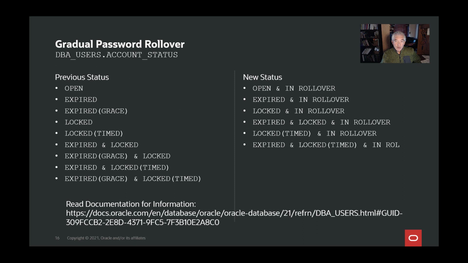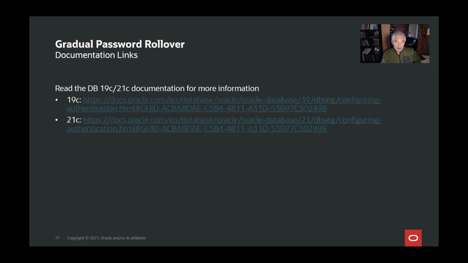I mentioned there were some new values for the DBA_USERS account status column. There were 9 values previously. There are 6 new values, all related to rollover. I won't get into what each means. Please read the documentation for this information. Speaking of documentation, Gradual Password Rollover is documented in the DB 21c Database Security Guide, and we are also adding documentation when we backport it to prior versions. So this is also documented in the 19c Security Guide.